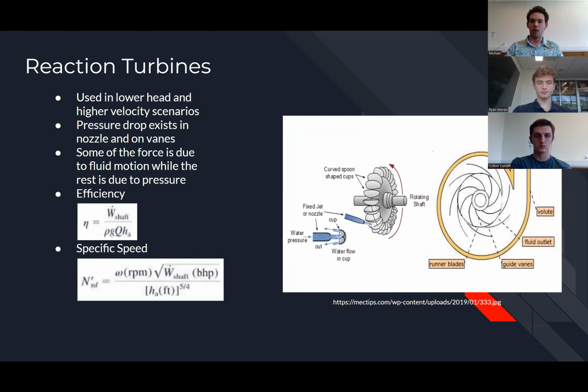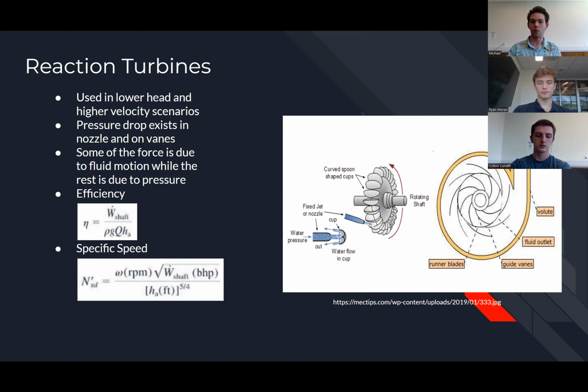And then the second main type of turbine are reaction turbines. And in this case, they are typically used in lower head and high velocity scenarios. And unlike impulse turbines, there is a pressure drop across both the nozzle and the blades. And unlike the impulse turbine, the only force isn't due to the fluid motion. There's also a force due to fluid pressure across the blades. And there's a picture of reaction turbines on the right.